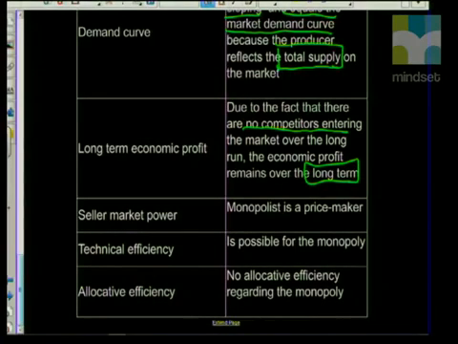Seller market power. The monopolist is a price maker, as we've mentioned before. So he decides what price he's going to sell his product at. Technical efficiency, it's possible for the monopoly, or the monopolist, to reach technical efficiency. And then the last point, allocative efficiency. No allocative efficiency regarding the monopoly, because the monopoly, as the sole owner of the license or the sole owner of the natural resource, would not be interested in taking his resources elsewhere because he controls the market.